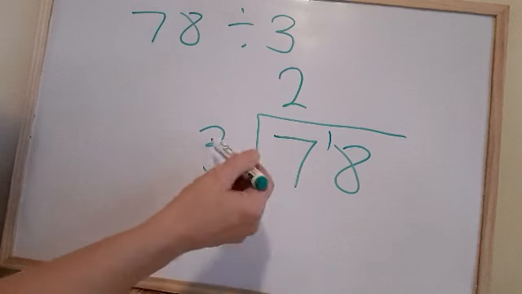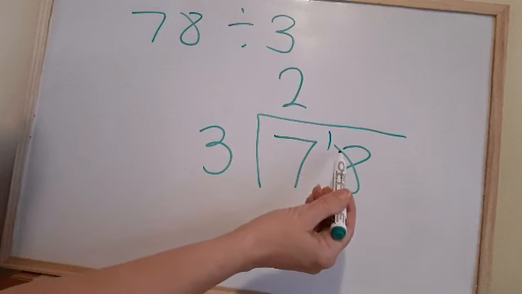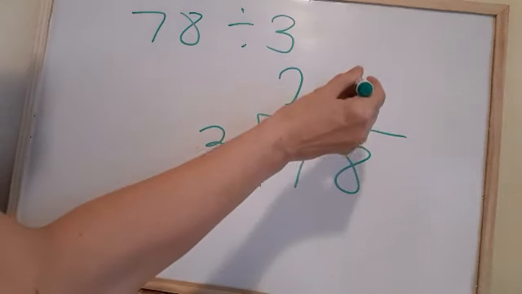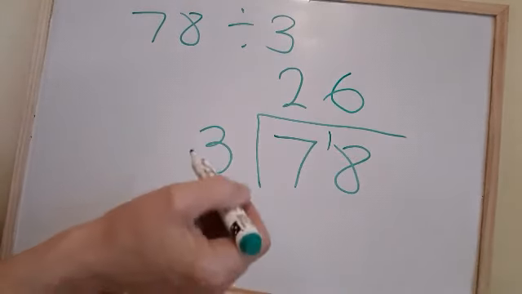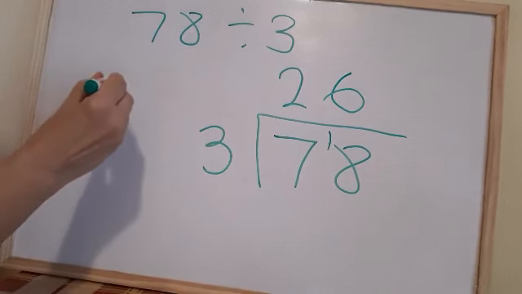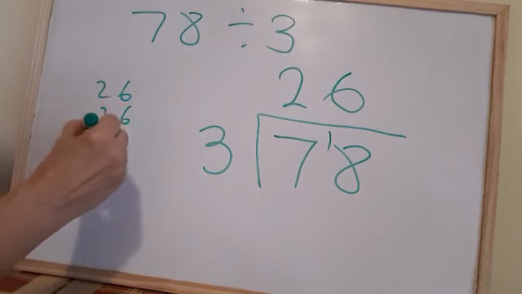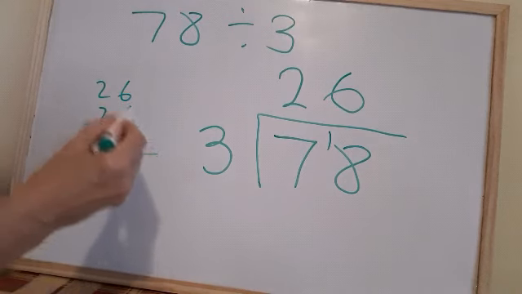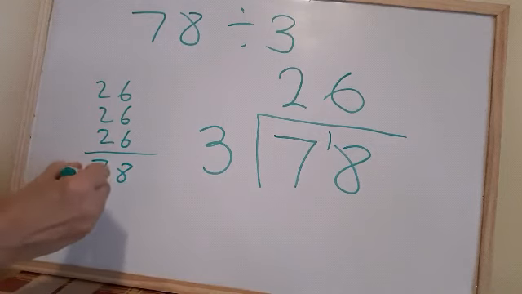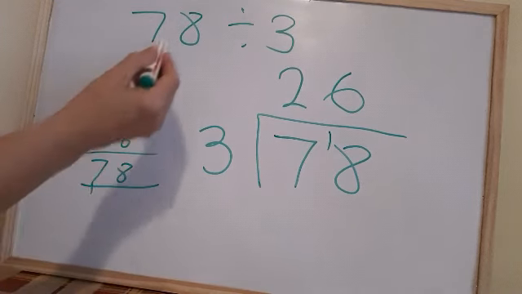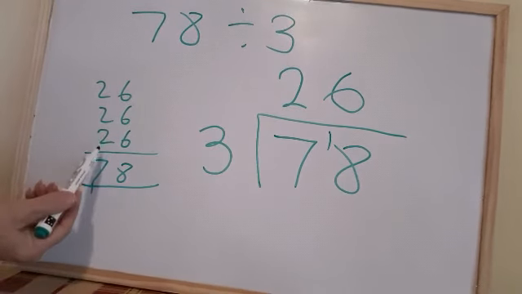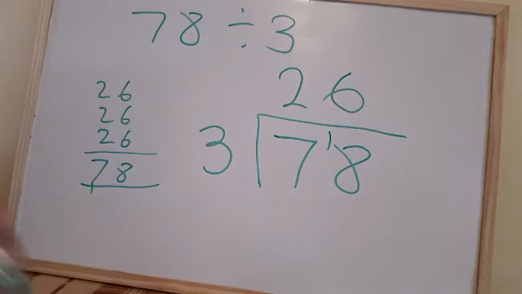We put that there. How many 3's go into 18? Well, it's 3, 6, 9, 12, 15, 18. That's 6 of them. So there we have 26. Okay, and we can check that if we had 26, 26 and 26. That's 3 lots of 26. 6, 12, 18, 2, 4, 6, 7. And we can see that 78 shared by 3 is 26 because 3 26's make 78.